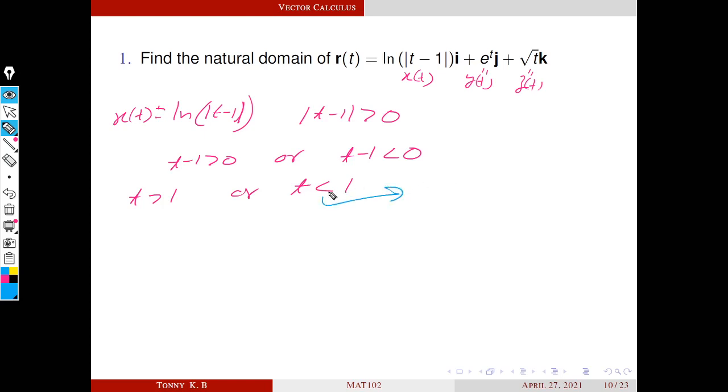So this implies t is less than 1 means the interval of the form minus infinity to open 1. Okay, t is greater than 1 means the interval is of the form 1 to infinity. So minus infinity to 1 union 1 to infinity is the natural domain of this function. So entire real numbers except 1. It is the natural domain of our first component.